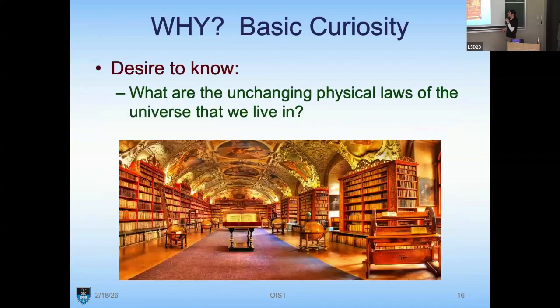Okay, speaking of, so why care? Well, what are ultimately the unchanging physical laws of the universe? So I think we all want to make some kind of fundamental impact on the world, and being able to describe the properties of some substance in the world of fundamental nature is of inherent value.